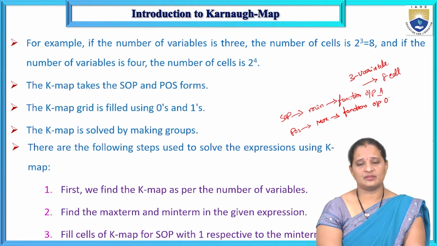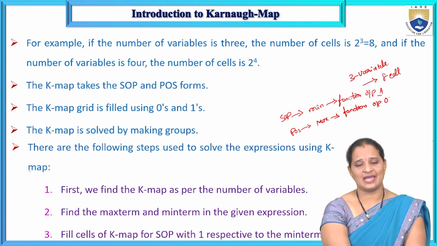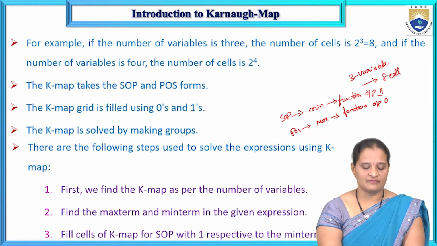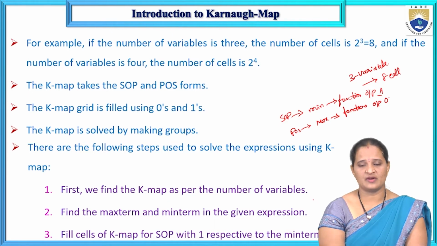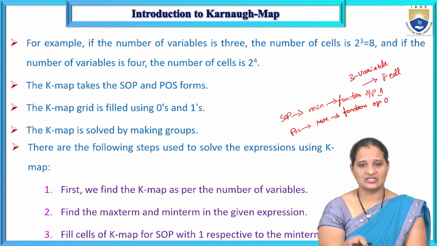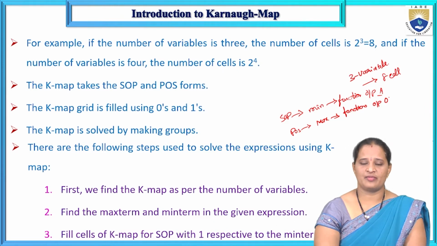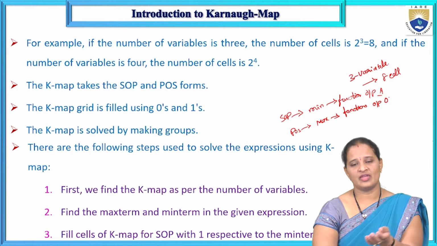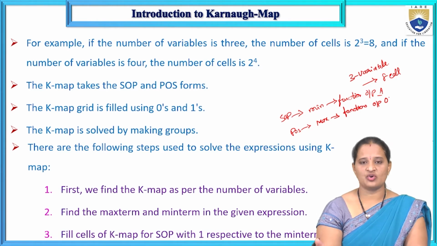Once the Boolean function is mapped with the K-map, we need to follow some steps in order to get the simplified Boolean function. What are the steps here? First, we find the K-map as per the number of variables. Looking at the Boolean function, we need to identify how many variables it has, and based on the number of variables, we take that many variable K-map. For example, if a function is of 2 variables, then I have to take a 2 variable K-map. If a function is of 3 variables, then I have to take a 3 variable K-map. I will show how to draw the K-map.